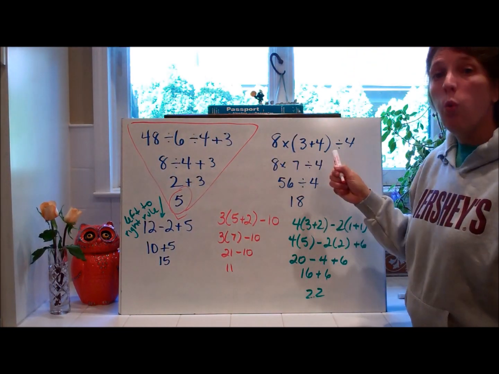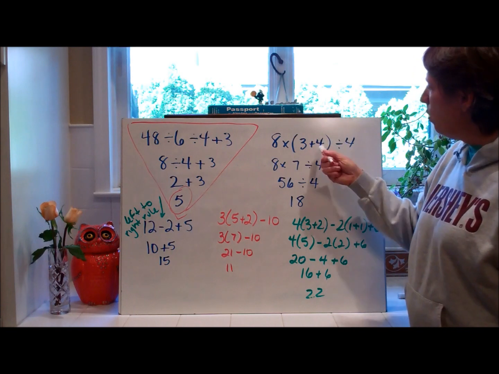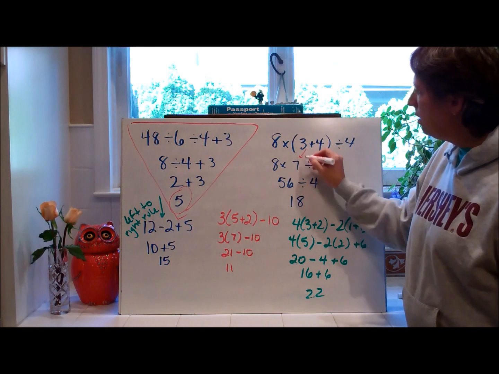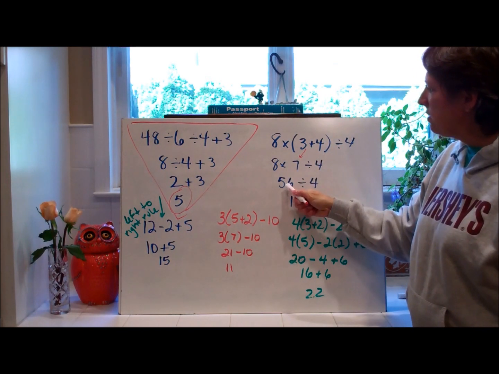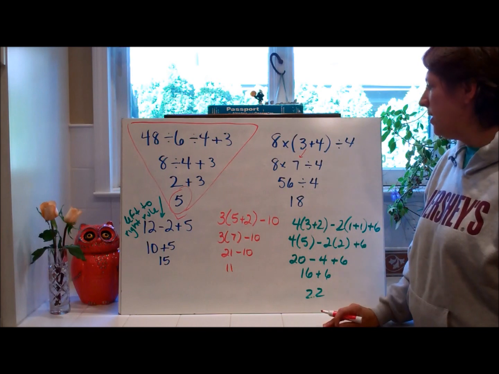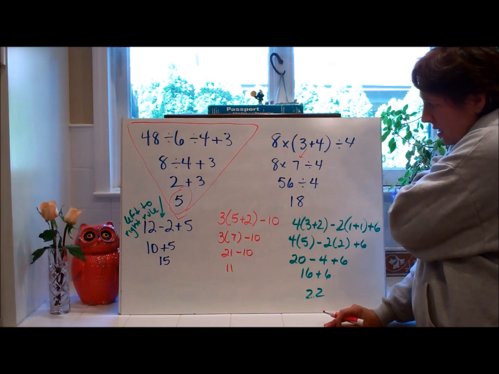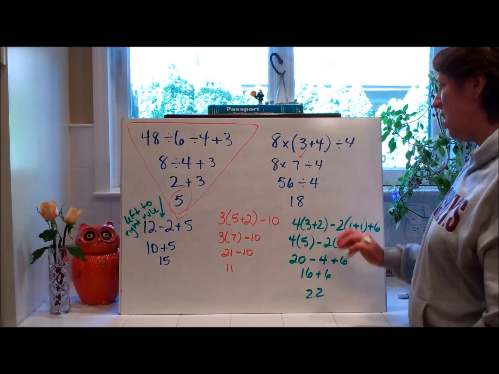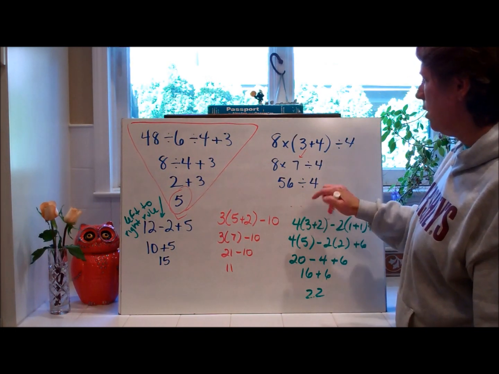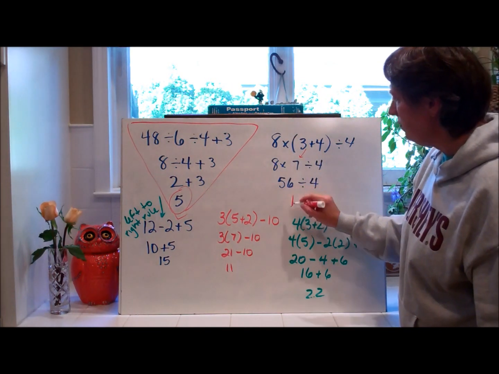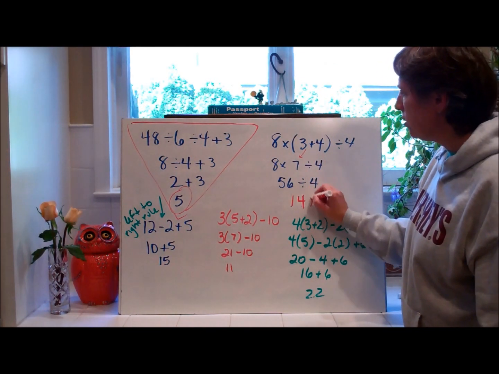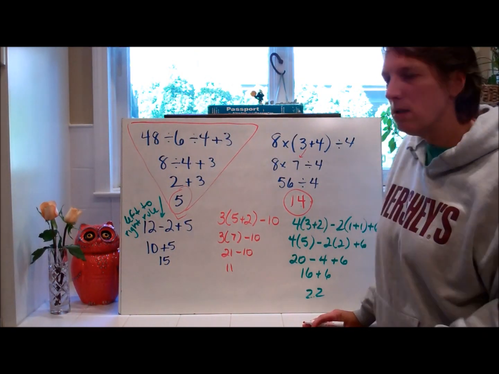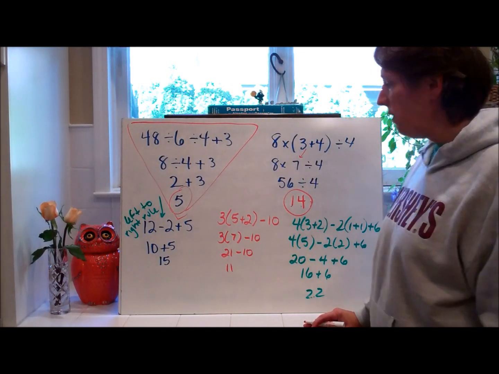This one, 8 times the quantity of 3 plus 4 divided by 4. We go inside the parentheses. We get 3 plus 4 is 7. 8 times 7, 56. Bring down the divided by 4 is 18. That's not right, is it? 14. I made a mistake. Whoa. So 4 goes into 5 one time, and 4 goes into 16 4. So if you had 14, you were correct. I was wrong. Too fast. See, even I make mistakes when I go too fast.